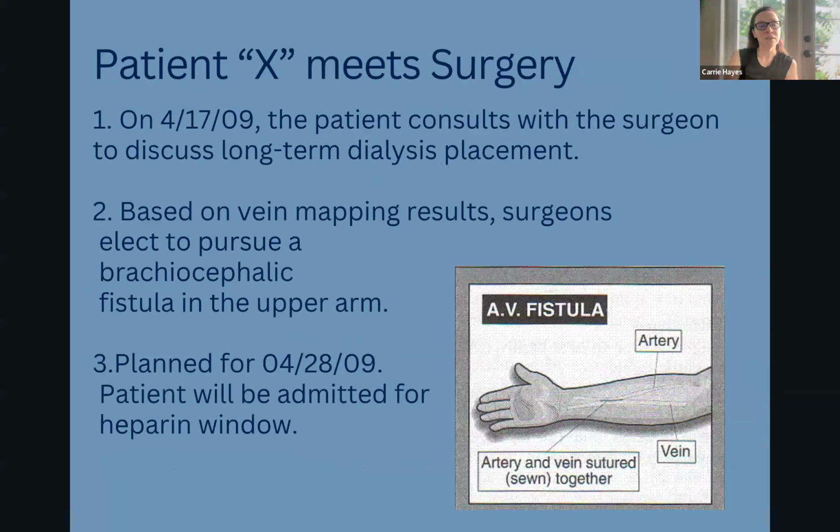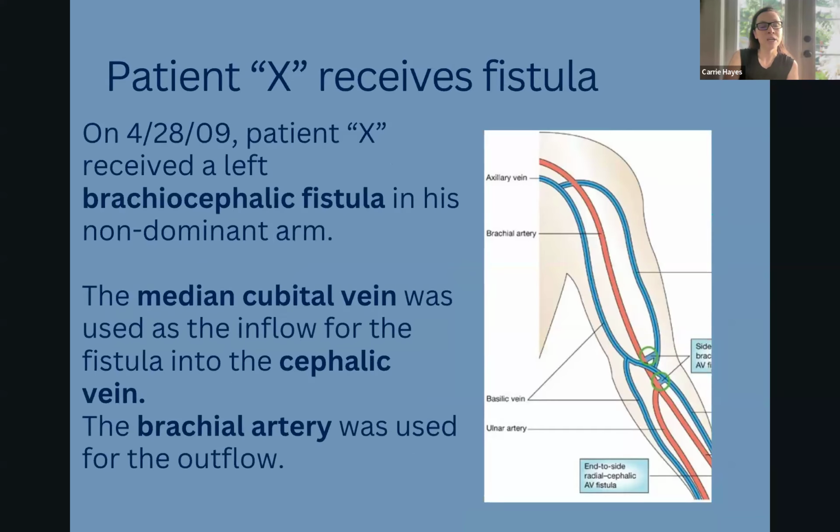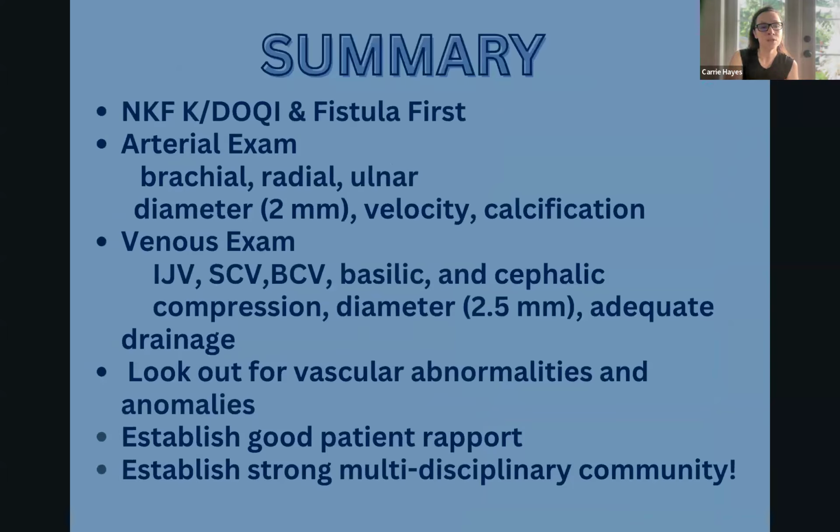So on the 17th, a little bit of time passes, they meet the surgeon to discuss their long-term placement, and the surgeons elected for brachiocephalic fistula. This was planned for the 28th, so they were going to be admitting the patient to get ready for that. So the patient was able to get a fistula. They got a brachiocephalic fistula in the non-dominant arm. The median cubital vein was used as the inflow for the fistula and the cephalic, and the brachial artery is used for the outflow. So in summary, we want to consider these DOQI guidelines and this fistula first idea.